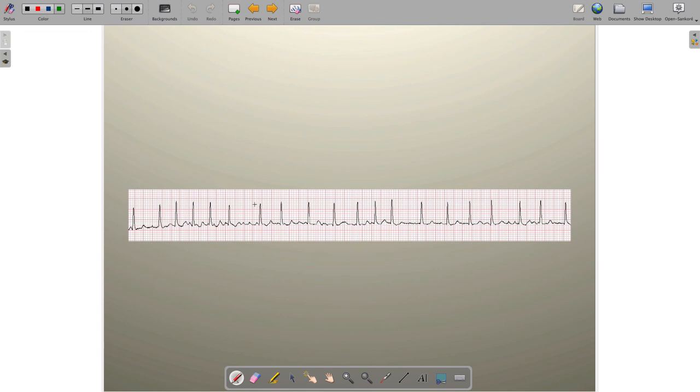So if you were to take a little piece of paper and plop it down right here, for example, doesn't matter where you start, and put your little hash marks, no matter where you move this piece of paper on this tracing, it's going to be different, meaning that the distance between these QRS complexes are all different. There are no two that are alike. And if you do find two that are alike, there's absolutely no pattern to them. They're completely irregular. This is called irregularly irregular.